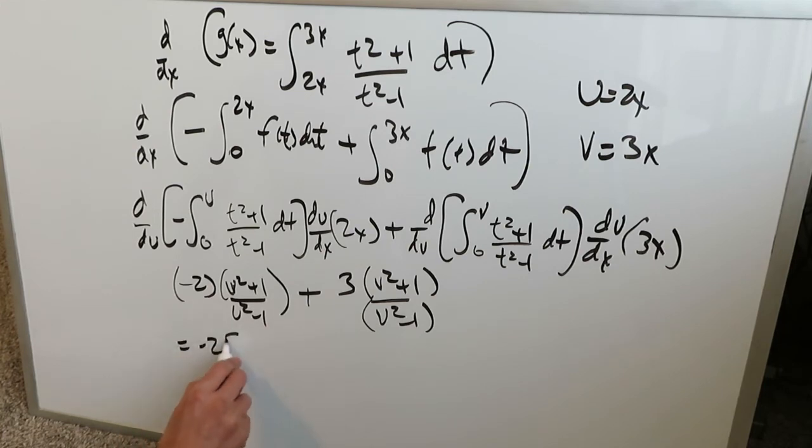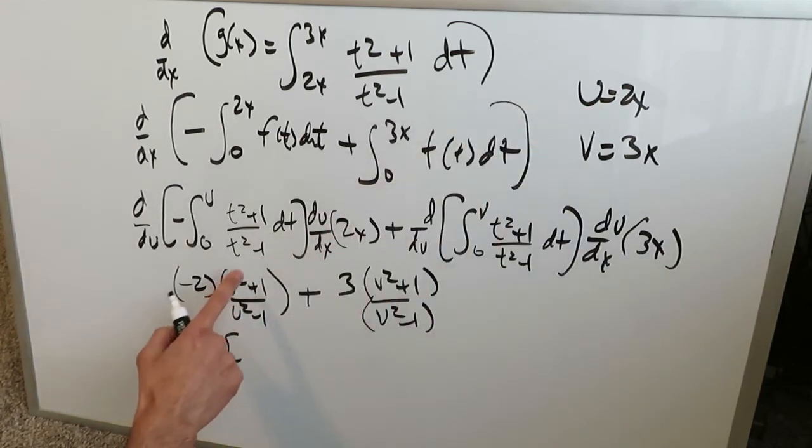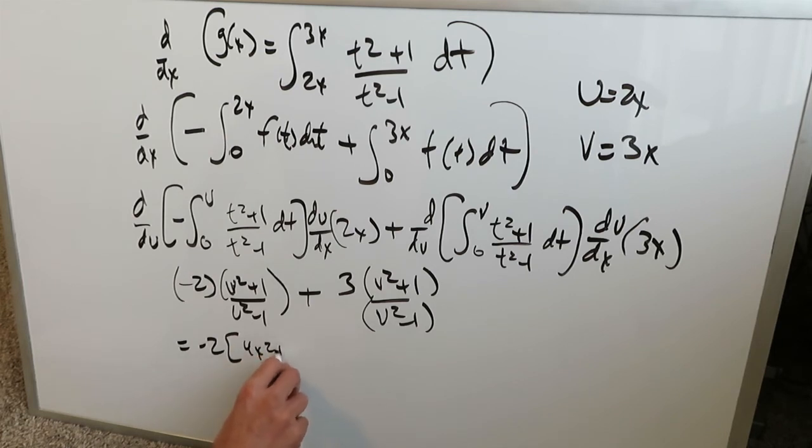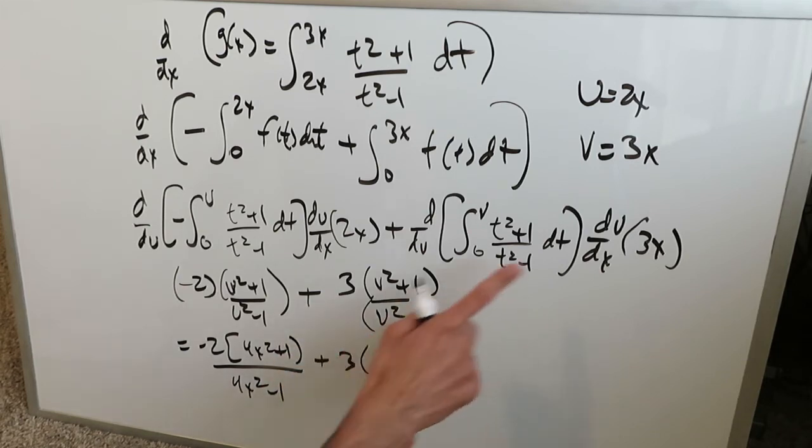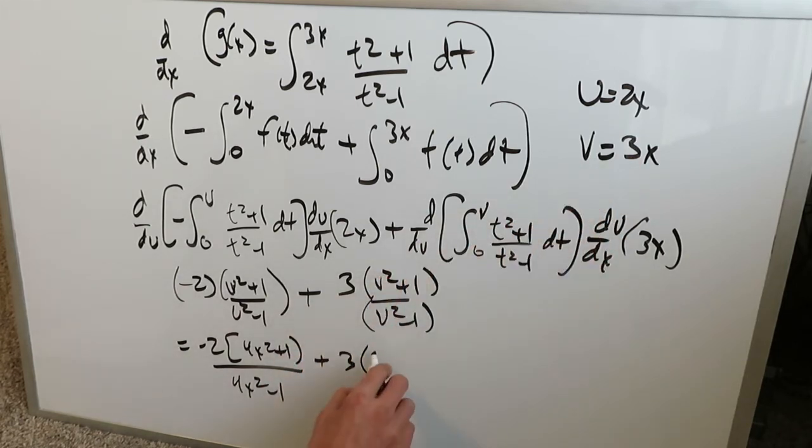We have a minus 2 multiplied by u. Here was a 2x. 2x squared is a 4x squared, plus 1 over 4x squared minus 1, plus 3 multiplied by v. Here is a 3x. 3x squared is a 9x squared, plus 1 over 9x squared minus 1.